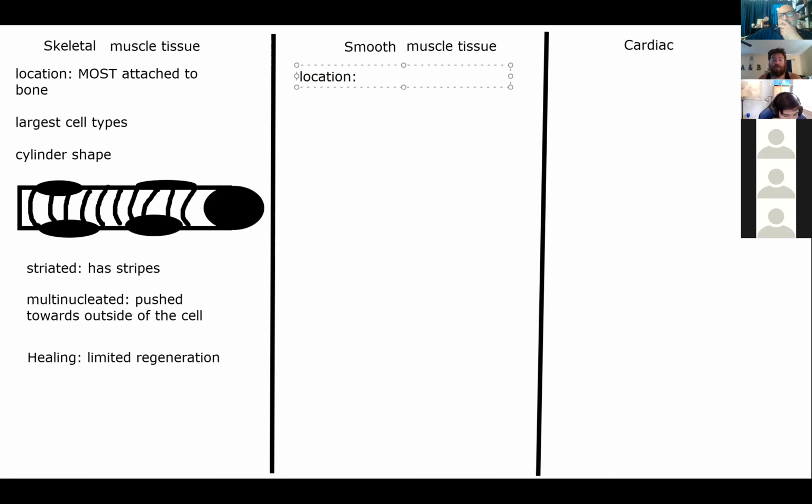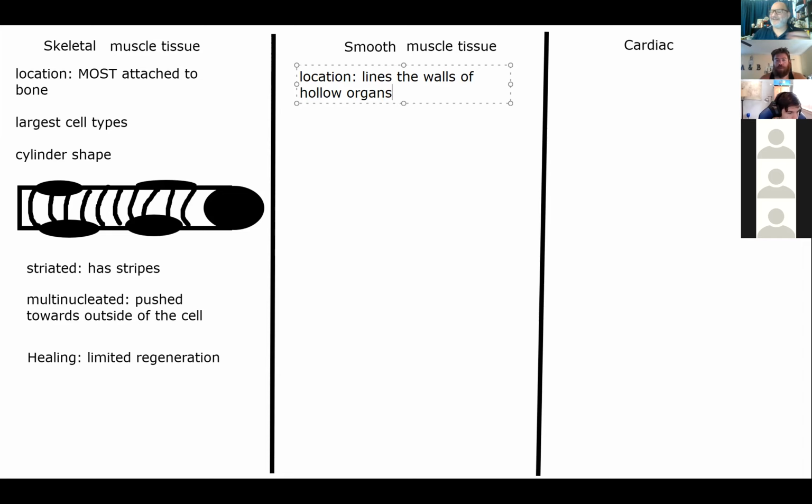Organs, like digestive system. Yeah. What else? You got the right idea. It lines the walls of hollow organs. Does all smooth muscle line the walls of hollow organs?